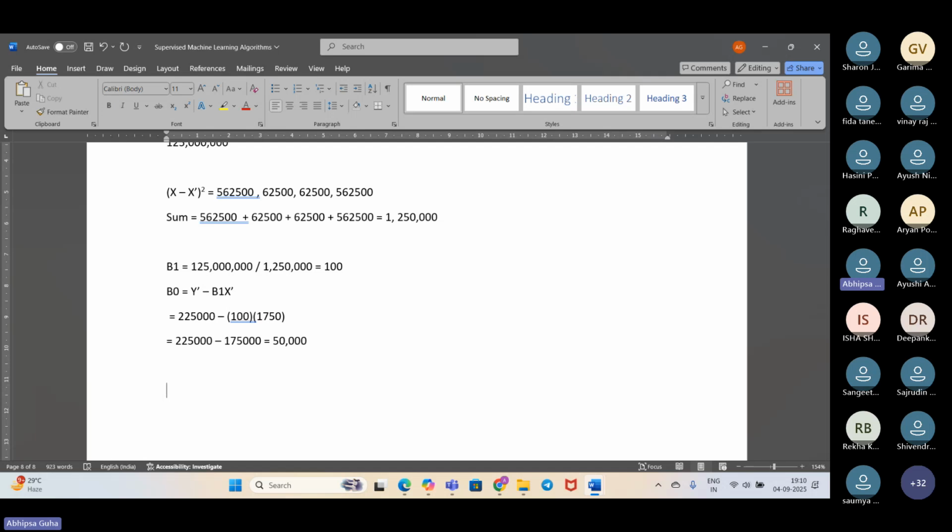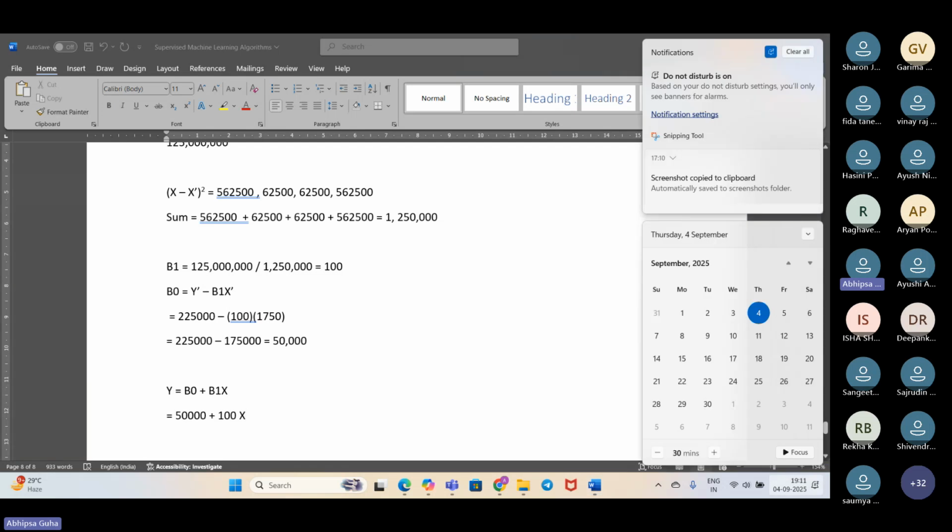So now our equation, that is y equals B0 plus B1x. This value now would come up to 50,000 plus we are getting 100x, right? Understood?